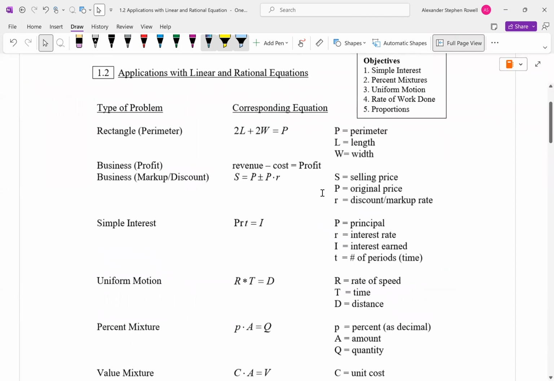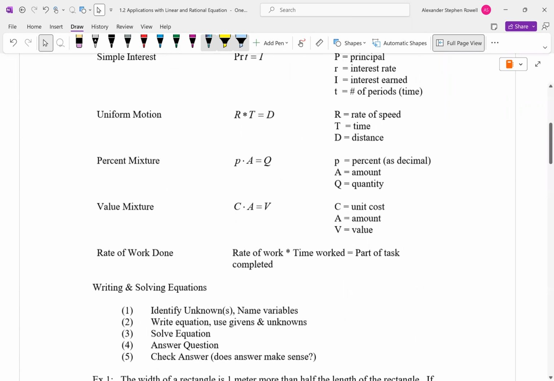So these are all linear word problems, which means you've got a linear equation, a variable with exponent 1. So most of these that you're going to be doing will be simple interest, uniform motion, percent mixture, value mixture, and work problems. Work done.